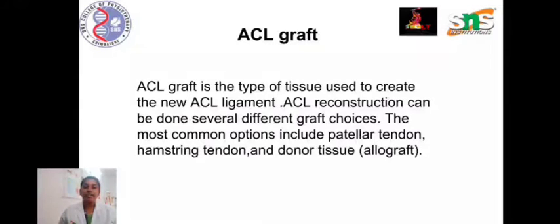ACL graft, that is anterior cruciate ligament graft. An ACL graft is a type of tissue used to create the new ACL ligament. ACL reconstruction can be done with several different graft choices. The most common options include patellar tendon, hamstring tendon and donor tissue, that is allograft.